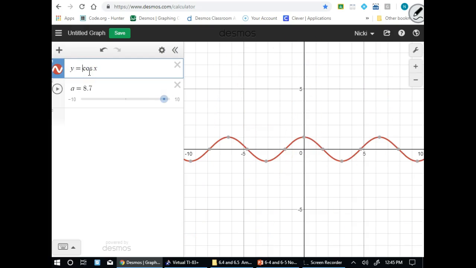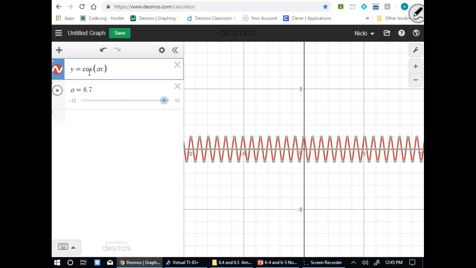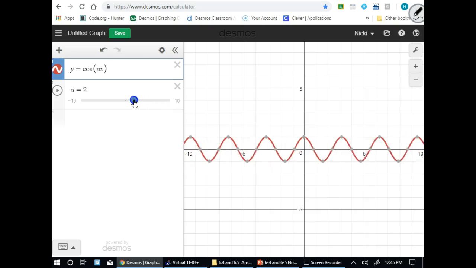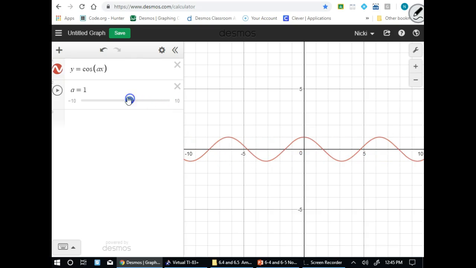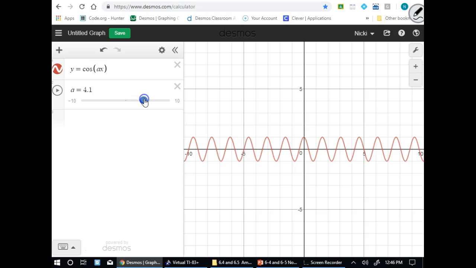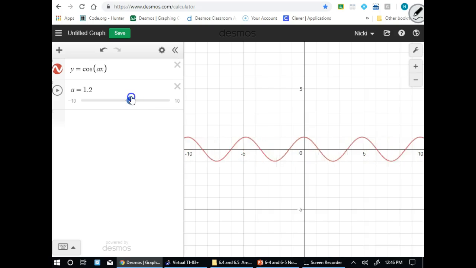Look what happens if instead of doing a vertical expansion or compression, I do a horizontal. So I'm going to put a right here. Let's make it back to just 1. So right here it's just 1. But if I make that number bigger, it squishes the graph in. Think of like an accordion that you're squishing in this way, right? If I make the number smaller, it stretches it out.